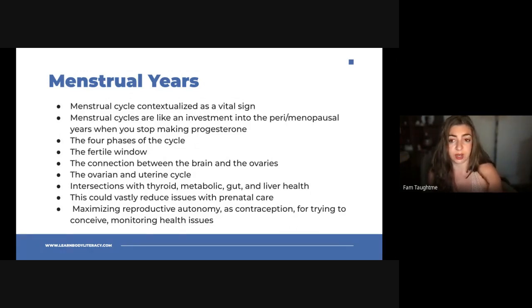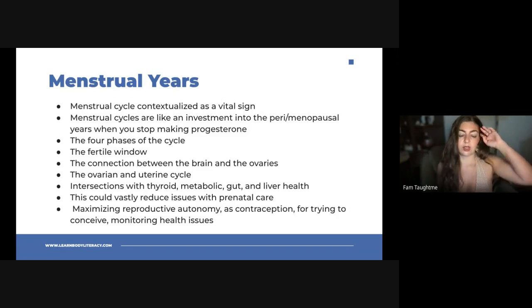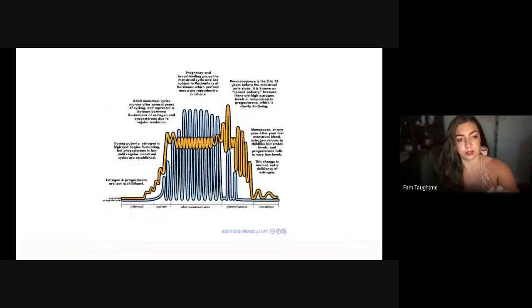So yeah, I think the issues with prenatal care are huge. And the last point here is maximizing reproductive autonomy. So again, it lets you really choose what you want to do with it. Do you want to use it as contraception? Do you want to use it to try to conceive easier on your schedule? Do you want to monitor your health issues and better understand your hormones? So those are the menstrual years. That's happening in the center there.